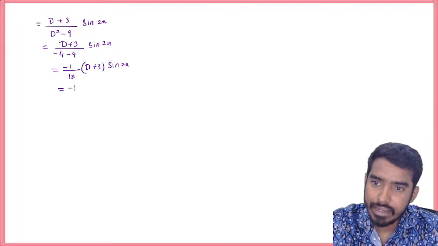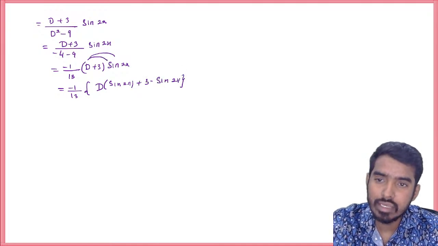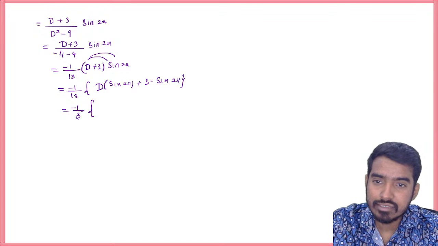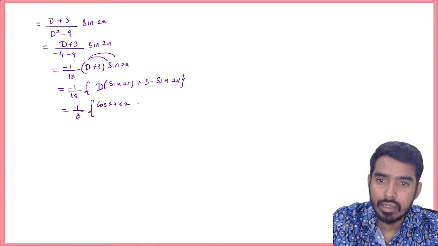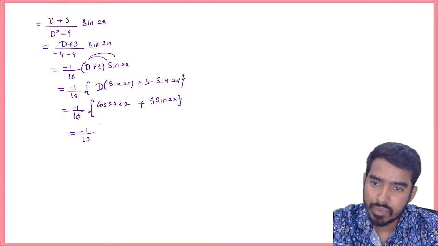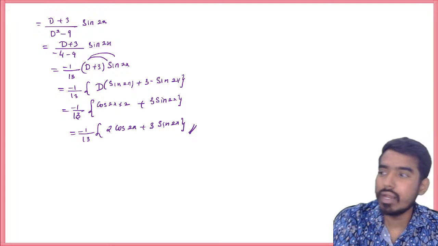Now multiply this inside. So D of sin 2x plus 3 into sin 2x. And we know D is differentiation, D is d by dx. What is the differentiation of sin 2x? It is cos 2x into 2, plus 3 times sin 2x. This is your required particular integral. Minus 1 by 13 times 2 cos 2x plus 3 sin 2x is your required particular integral.